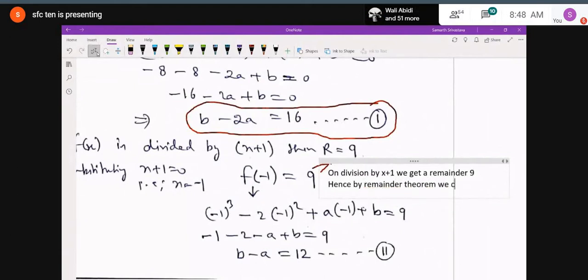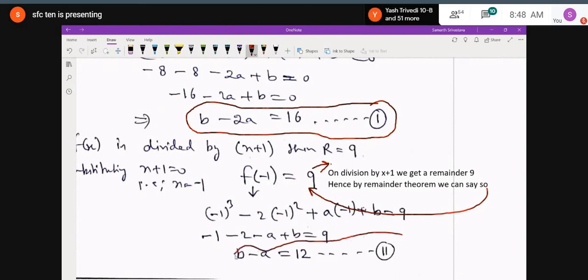And on the right hand side it is equal to the remainder, that is 9. So when you simplify, you will get the second equation as b minus a equals 12. Okay, now I have got two equations in two variables, two simple linear equations in two variables. So I will simplify. It is very, very clear.